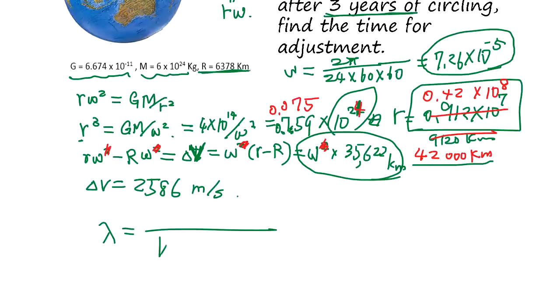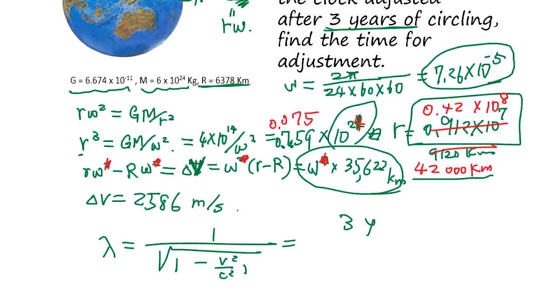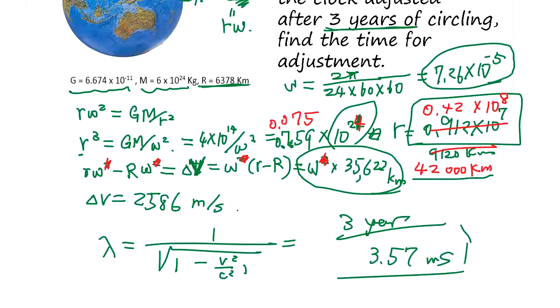the time dilation factor is 1 over the square root of 1 minus v square over c square. So when you calculate this, the regular calculators cannot do it. Let's use the Excel sheet, because the difference is too big, the number is too small. So let me do this. 3 years, 3.57 millisecond. Okay, so it's quite small.